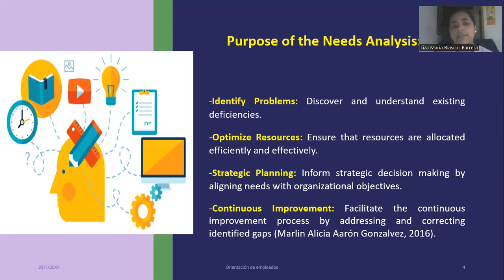The third says strategic planning: improve strategic decision making by aligning needs with organizational objectives. And the last one says continuous improvement. This facilitates the continuous improvement process by addressing and correcting identified gaps. Come on to the next part.